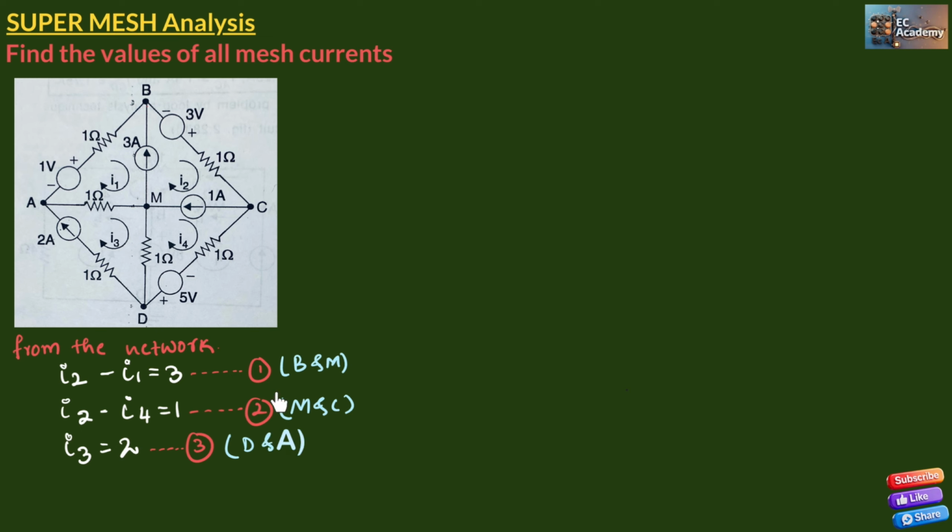So we got 3 equations. Since we are having 4 currents, we need to find 4 equations. To find the fourth equation, we can use the concept of supermesh, excluding the branch with current source. We can apply KVL to the loop A, B, C, D, M, and A. So we can exclude the branches with current source and we can form the super mesh. So let us consider the super mesh. For this super mesh, let us apply KVL.